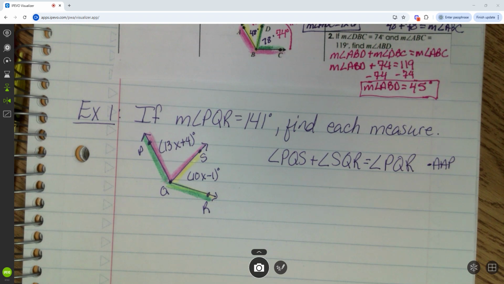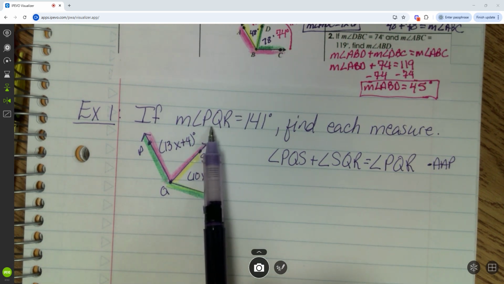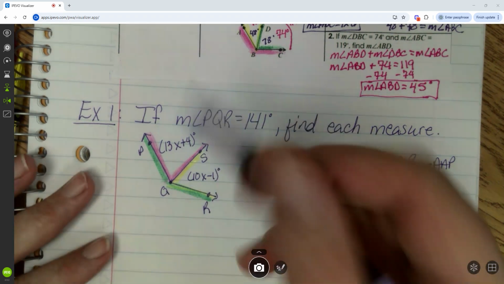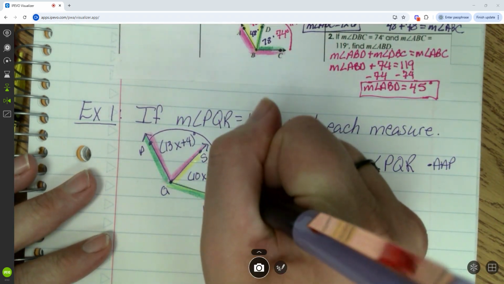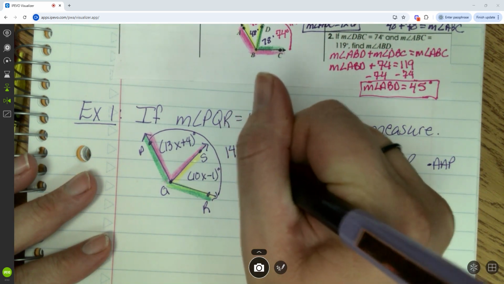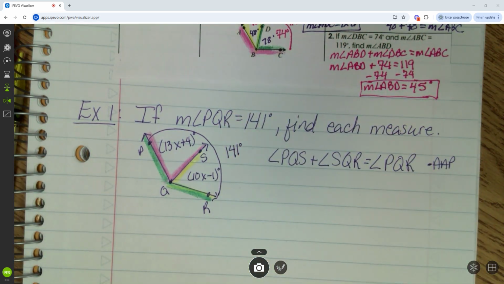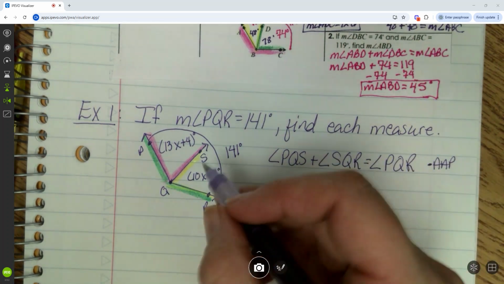All right, now I always say make sure all my diagram is completely filled out and all the information is written on there. I see they did tell me that measure of angle PQR is 141. So what that means is I know this whole thing should equal 141 degrees. Therefore, I can go ahead and fill out my measurements here.